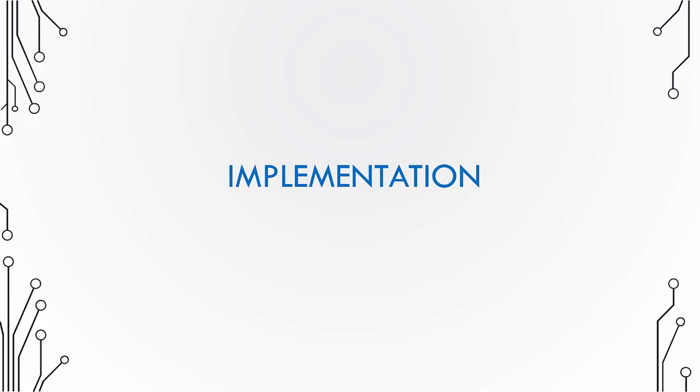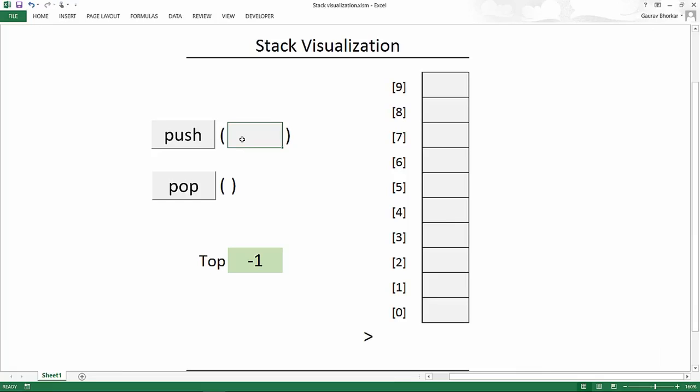Let us now see an implementation scenario for a stack. So I have this visualization tool that I've created to explain the working of a stack. A stack can be implemented as an array, and you all know what an array is. It's basically a collection of elements which can be accessed randomly.